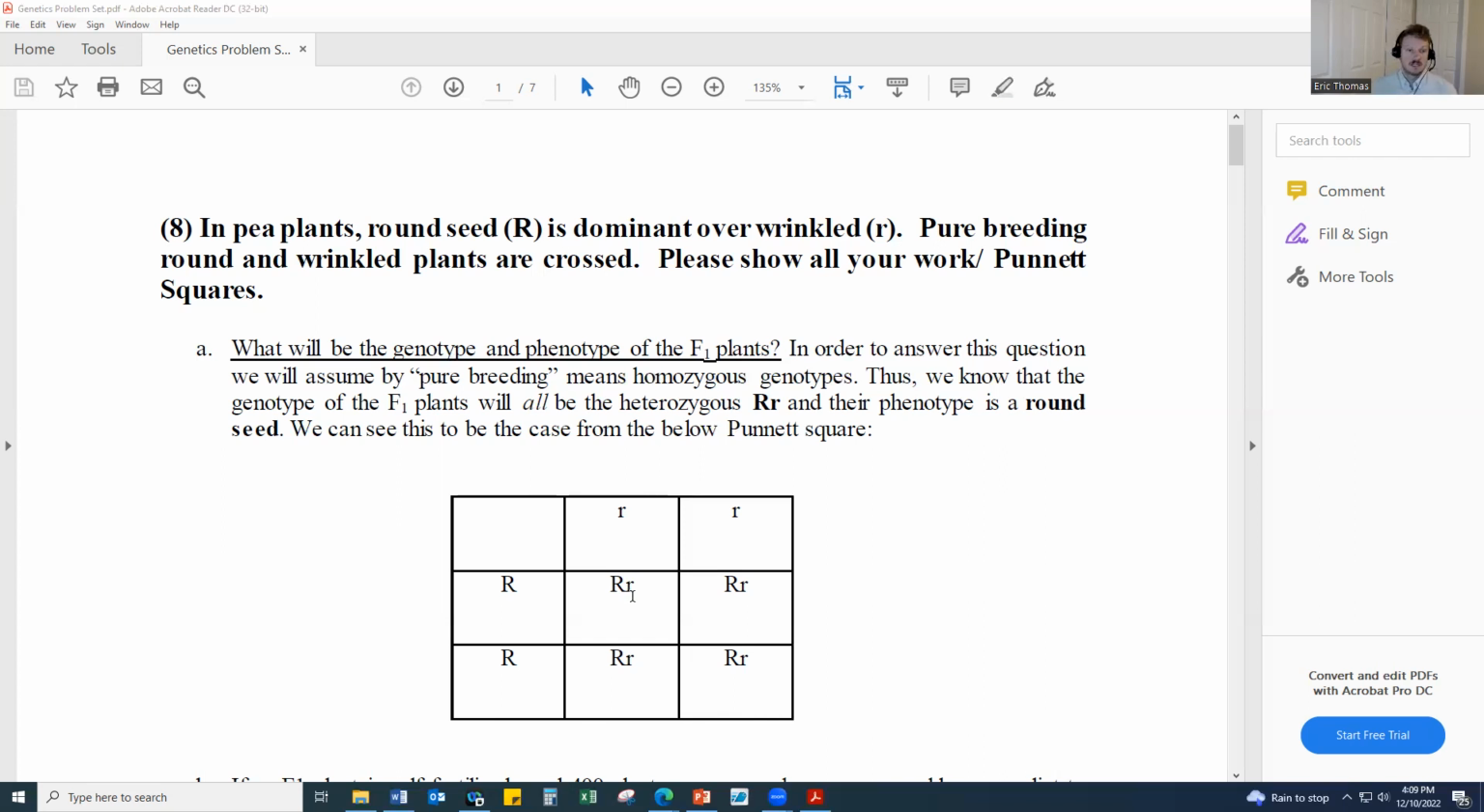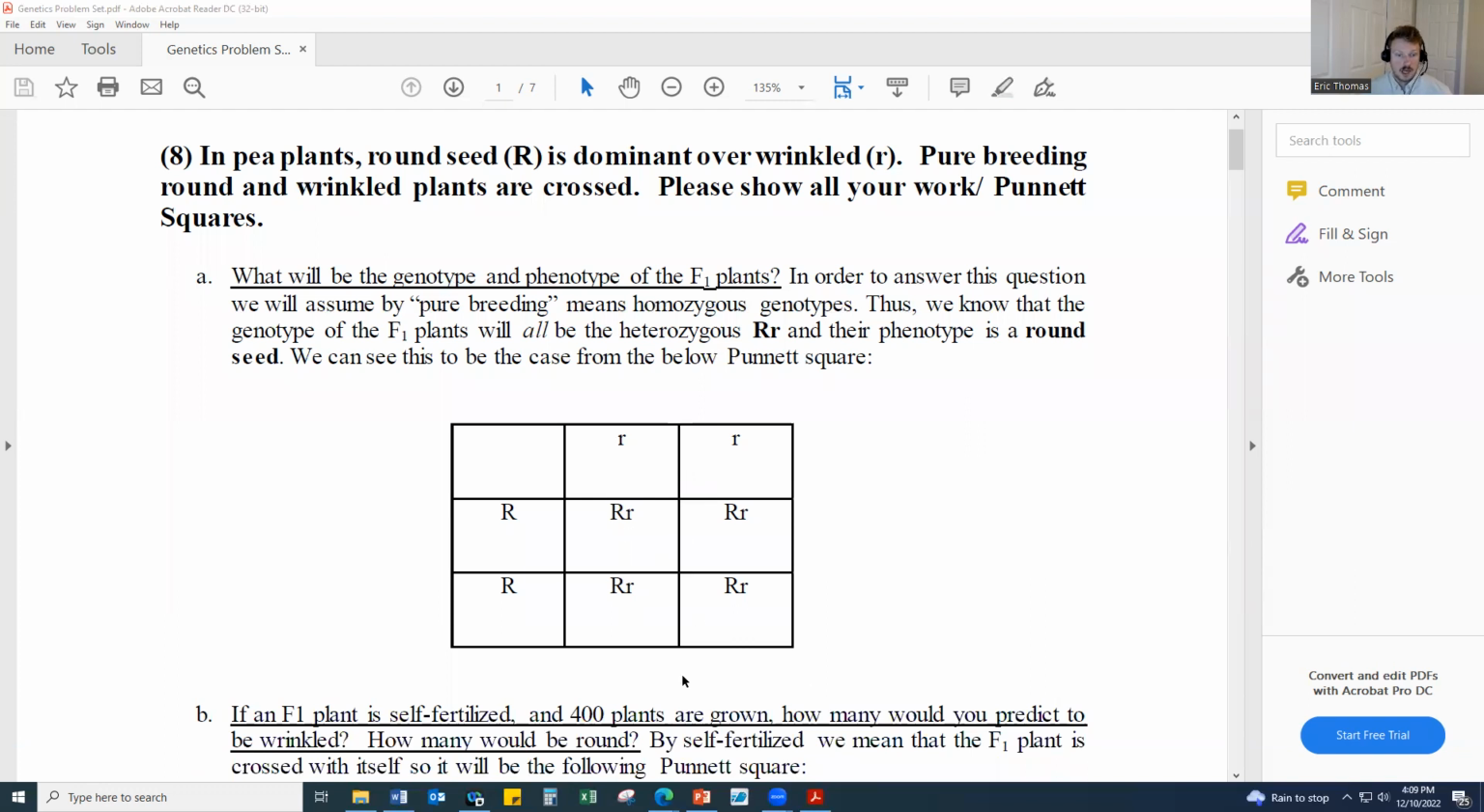Why is it a round seed? Because the question states that round seed is dominant over wrinkled. So any genotype which has a capital R in it, i.e. round seed, means that organism is going to be phenotypically expressed as a round seed. And so looking at these 4 squares here, we see they're all the same genotype. Therefore, all of the offspring, i.e. F1 plants, are going to have this genotype, and they're all going to be round seed.